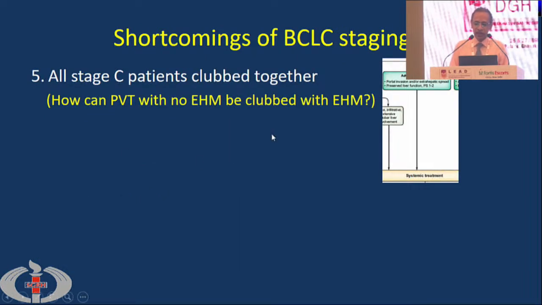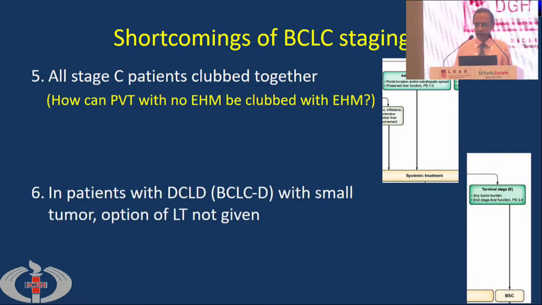Then in the BCLC staging, all the stage C patients are clubbed together. So whether the patient has portal vein tumor thrombosis or extrahepatic metastasis, it is clubbed as advanced stage C, and then systemic treatment is advised for these patients. And in the decompensated or advanced stage, there's no option for liver transplantation in the BCLC staging.